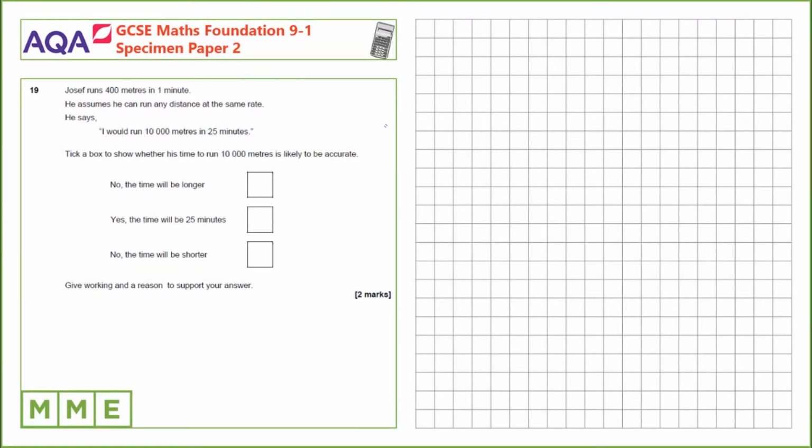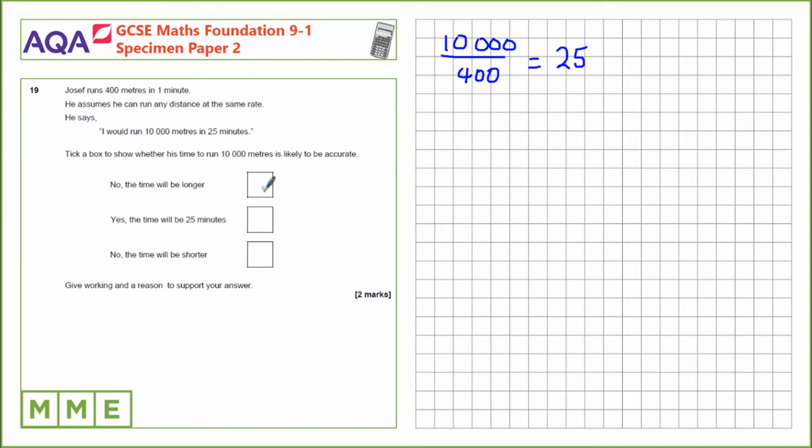Question 19. Joseph runs 400 meters in 1 minute. He assumes he can run any distance at the same rate. He says, I would run 10,000 meters in 25 minutes. Tick a box to show whether his time to run 10,000 meters is likely to be accurate. Let's first check his calculation. So 10,000 meters divided by 400 meters is 25.